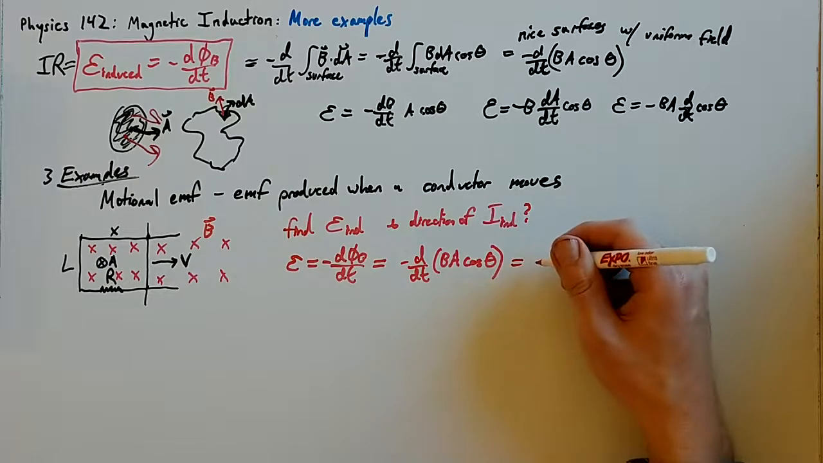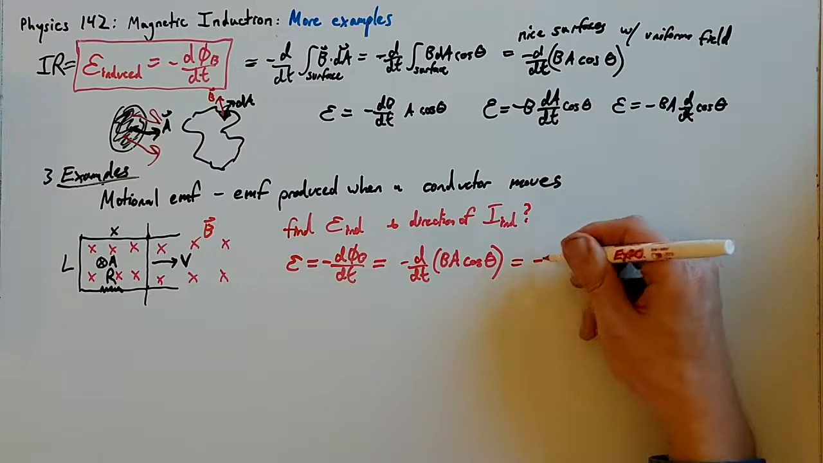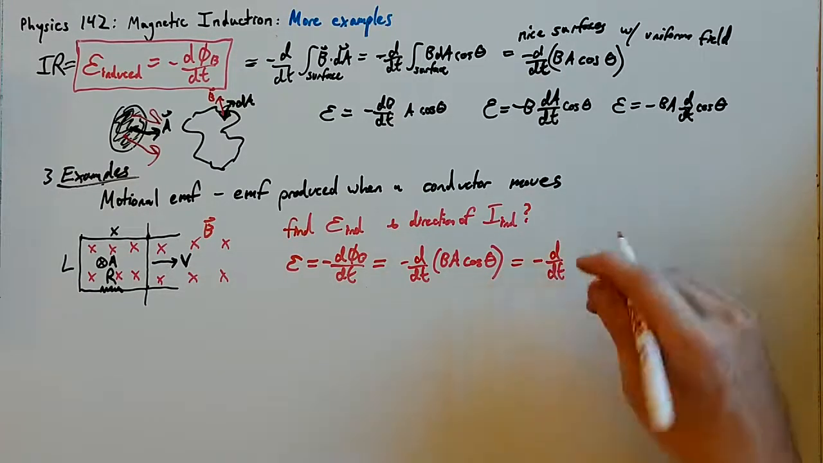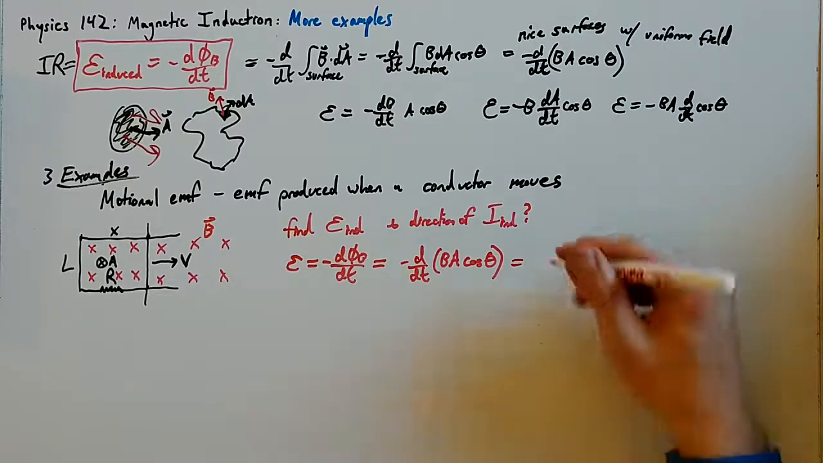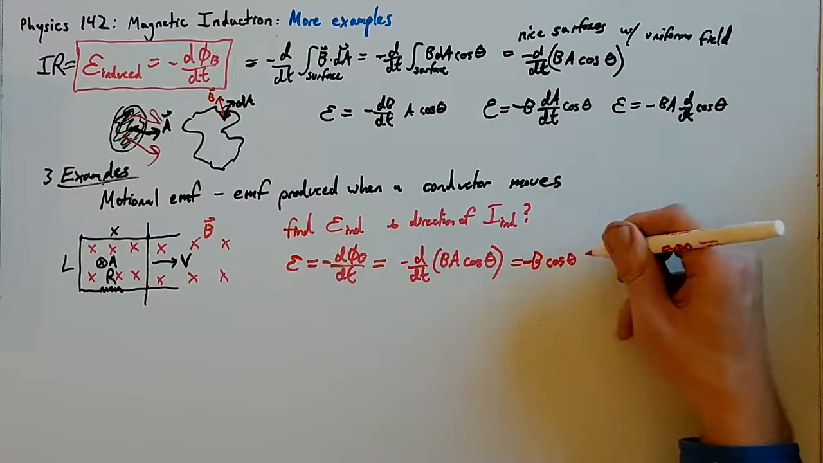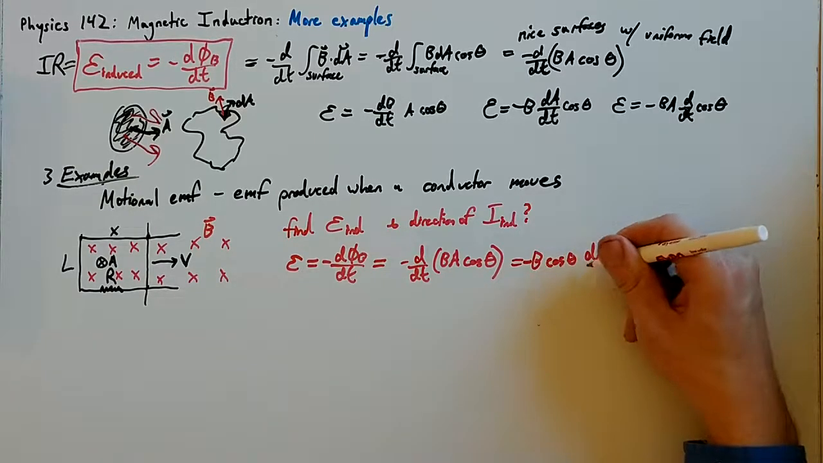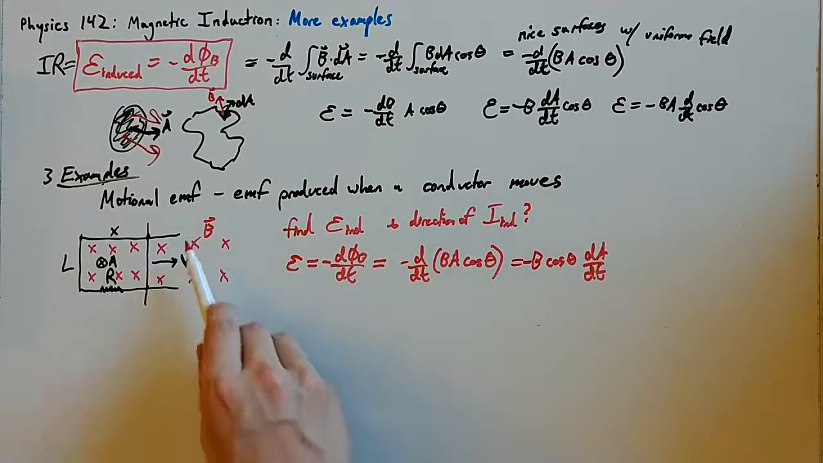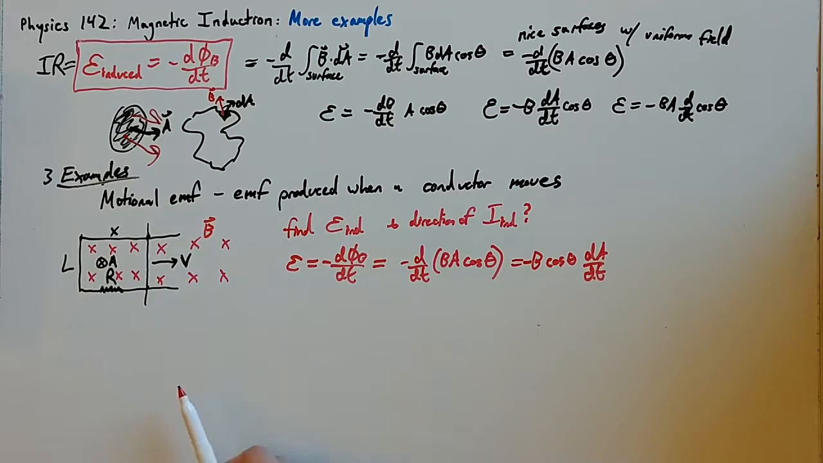So we can write this as minus d dt of... Sorry, we're trying to pull things out, right? We're pulling out minus B cosine theta dA dt. Now A is the thing that is changing. Okay, so good. Now, can we write this in terms of the variables that were given in the problem?